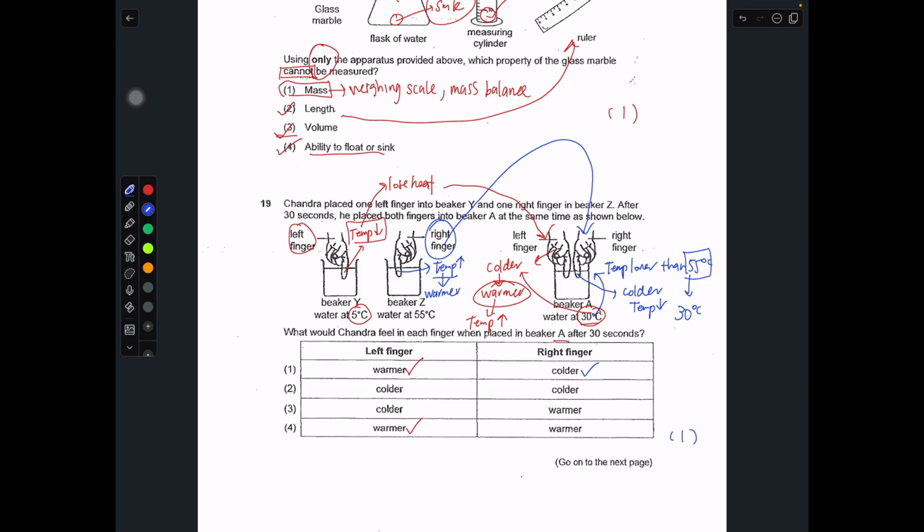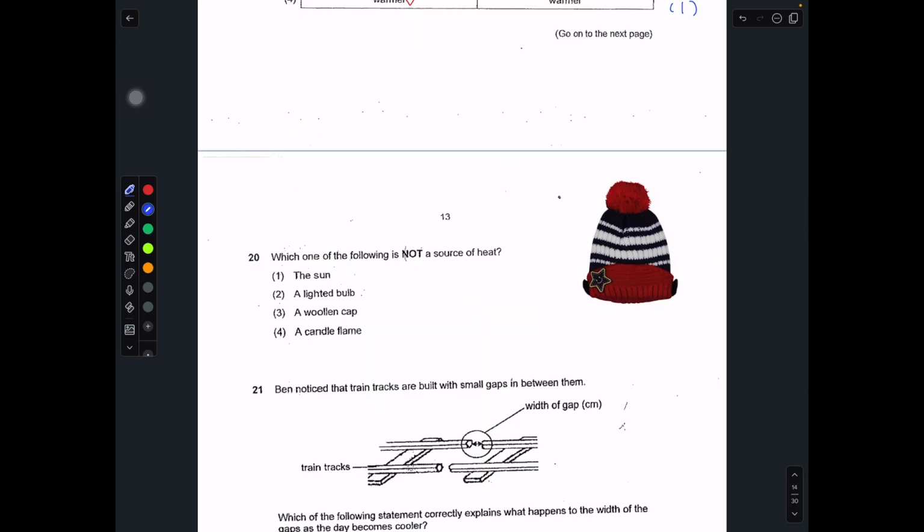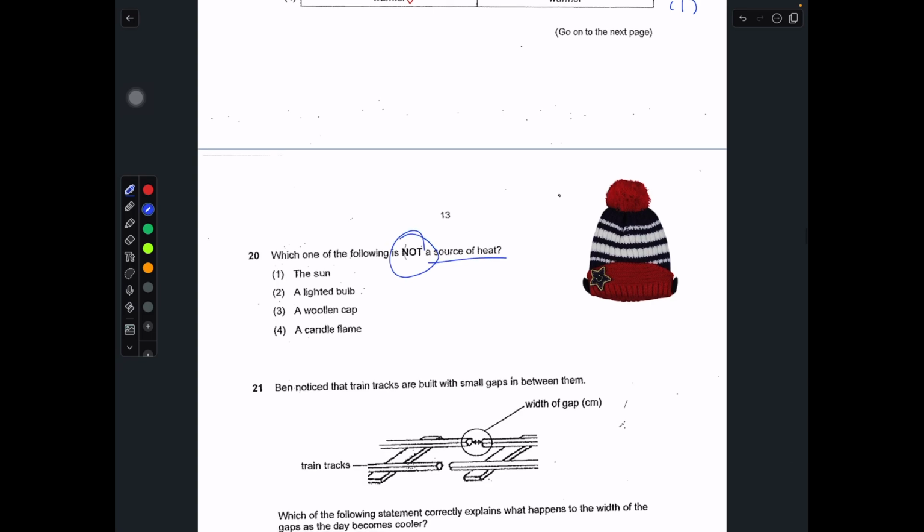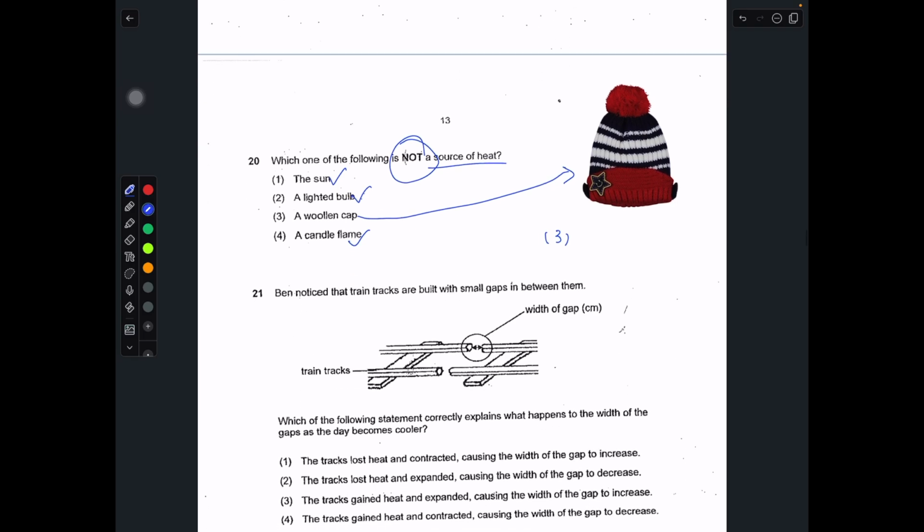This is actually a very, very tricky question. Which one of the following is not a heat source? The sun definitely is a heat source. This one over here is it: the wool cap. The wool itself is a poor conductor, but it is not a heat source because it doesn't provide you heat. So the answer is number 3. Candle flame, yes, definitely.